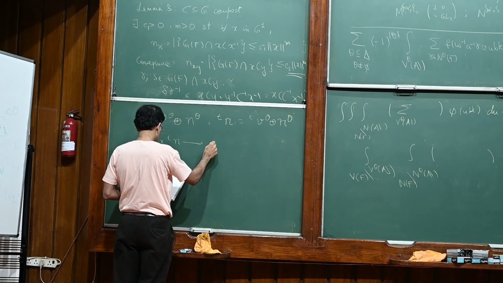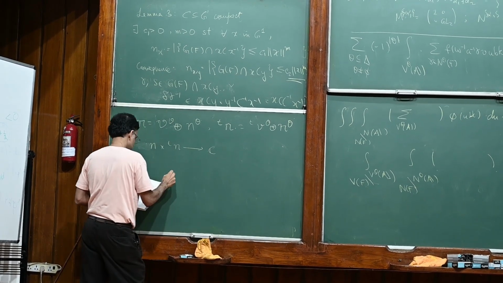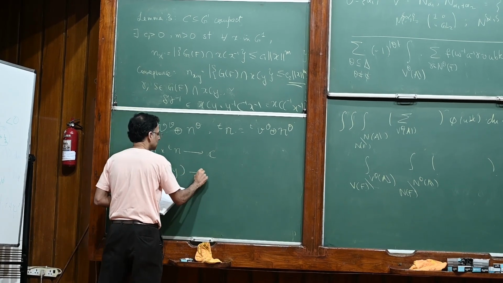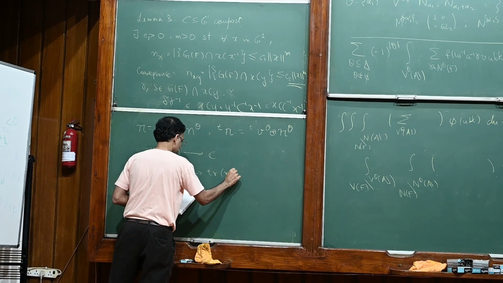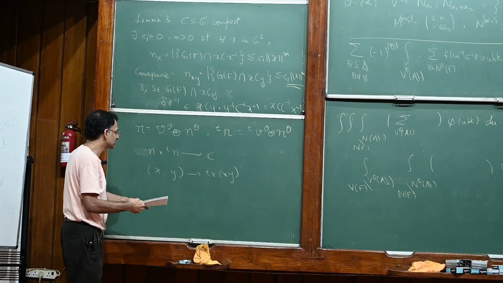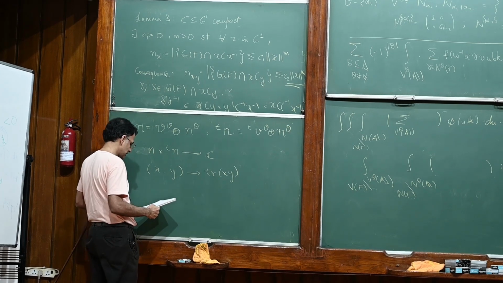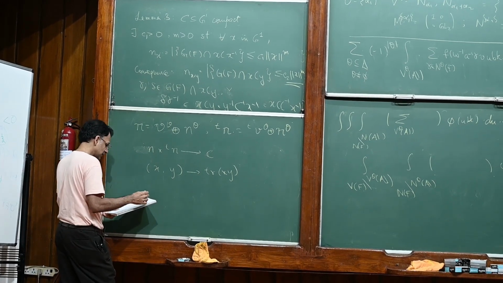To see what the pairing is, we'll simply take x, y to the trace of x, y. That gives me a pairing. And using this and that character, I can therefore get a summation formula.